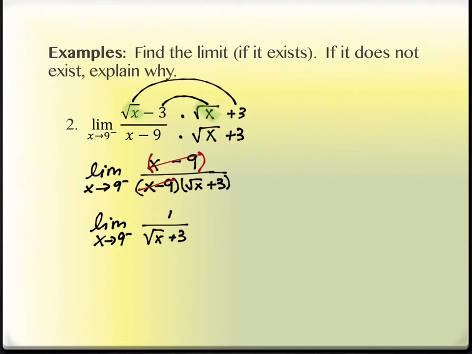Now can I plug in 9? Yes, I can. So I have 1 over the square root of 9 plus 3. What's the square root of 9? 3. And 3 plus 3 gives me 6. So this limit is 1/6. Okay, conjugates. Anytime you see radicals, that's got to be where your head goes. Got to go to conjugates.